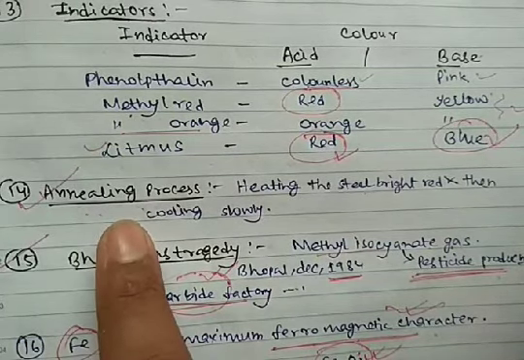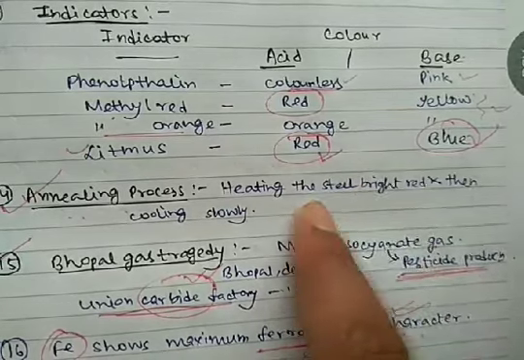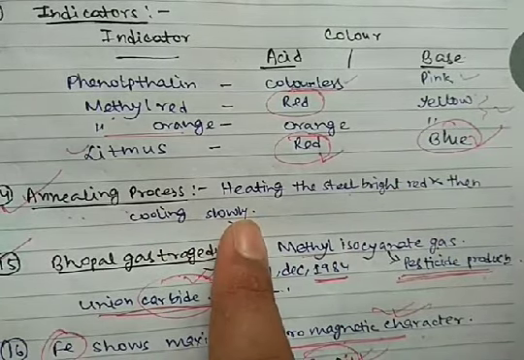The annealing process is heating the steel to bright red condition and then cooling it slowly.